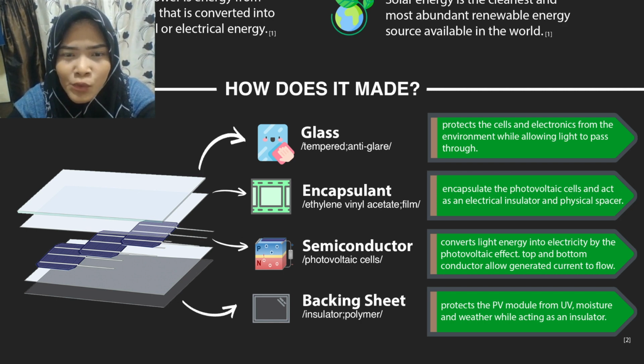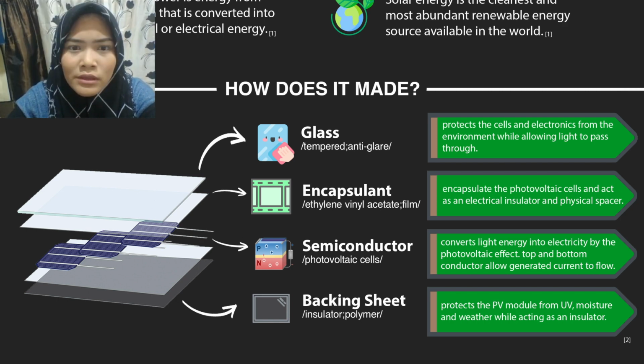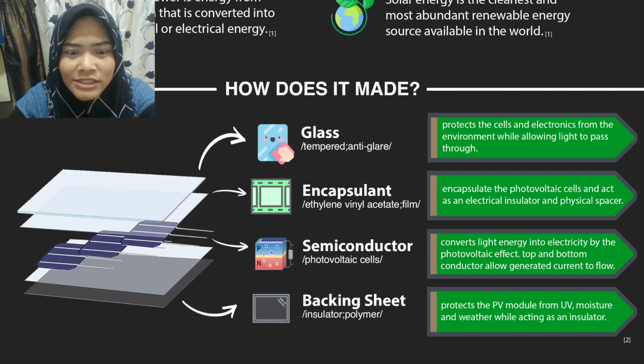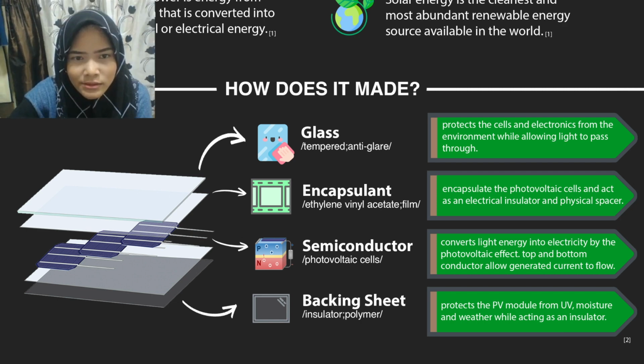Okay, here we have P and N type semiconductor materials. These layers are joined to form a PN junction, where the light falls on the junction and electrons start moving from one region to another. The last component is the backing sheet.